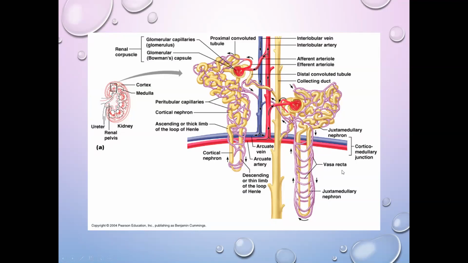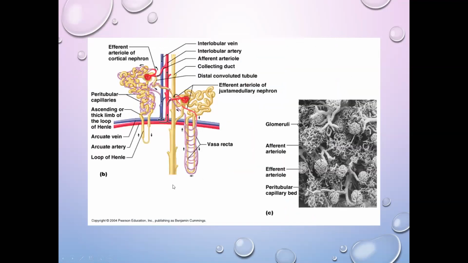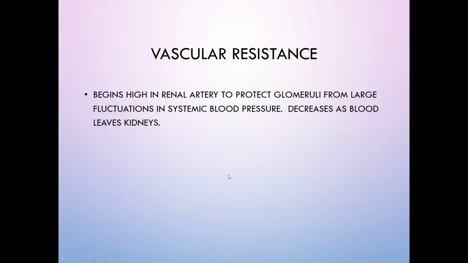So make sure you know the vasa recta is only with the juxtamedullary nephrons, and it's only with the loop of Henle. Otherwise, it's peritubular capillary network. Here's just a nice picture of what the glomerulus looks like with afferent and efferent arterioles. So here's the afferent going into the glomerulus. Here's the efferent coming out of each of those.